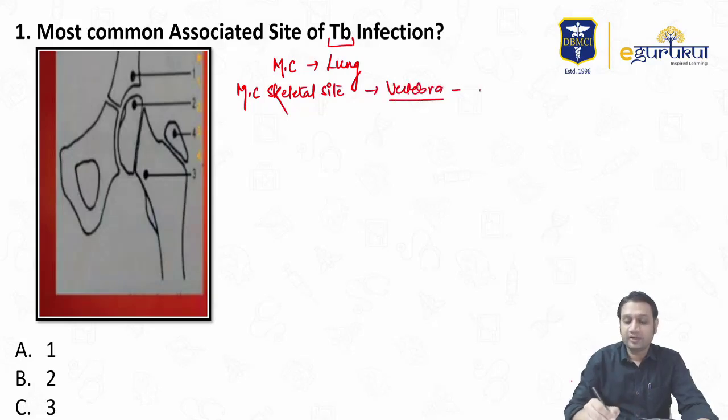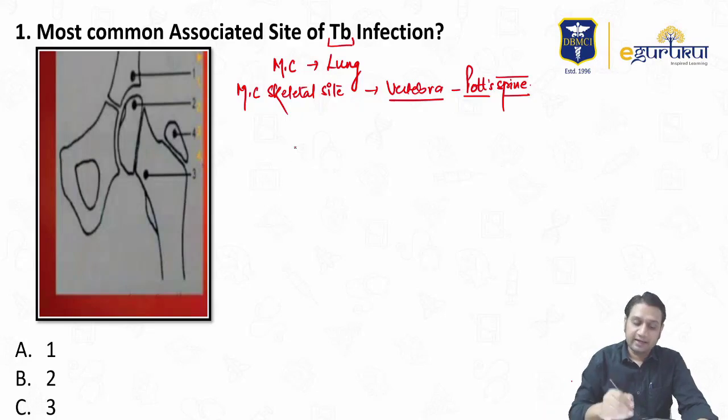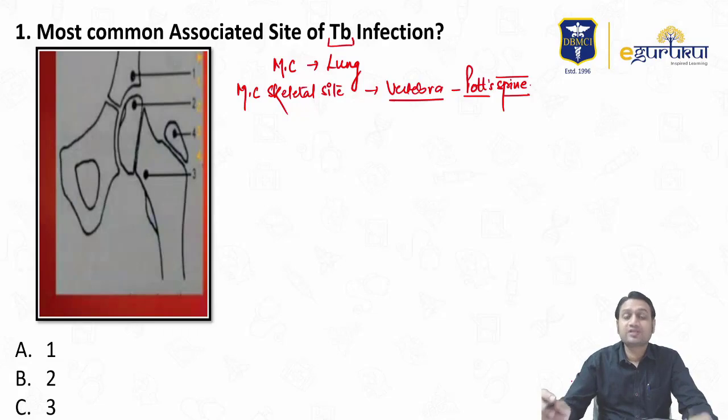And this vertebral involvement is what you call Pott's spine, correct? Now there are certain important MCQs related to Pott's spine as well. These are one-liner things, but you must remember them. Coming to this question, the most common site of tuberculosis infection in the hip joint.